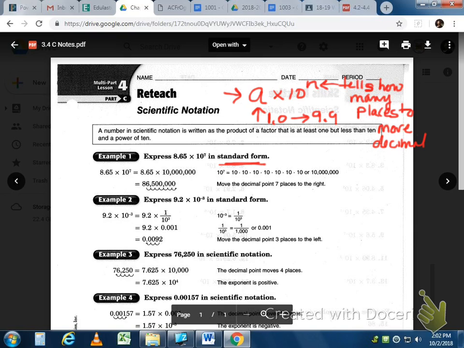So you're going to do two things. You're going to take a scientific notation number and write it out in standard form. So if it says 8.65 times 10 to the 7th, you're going to look at this exponent. It's a positive 7. So you're going to move the decimal 7 places in the positive direction. In all of those empty places, you put zeros. So 8.65 times 10 to the 7th is 86,500,000.